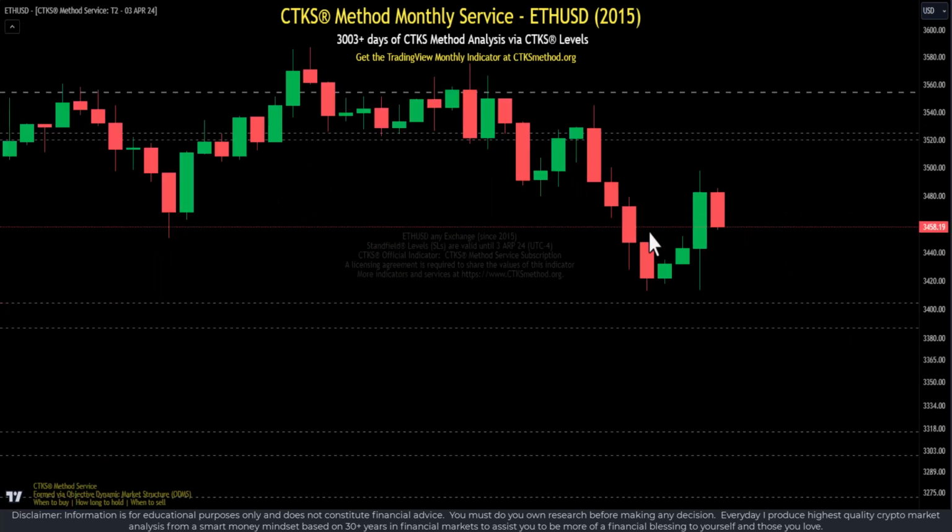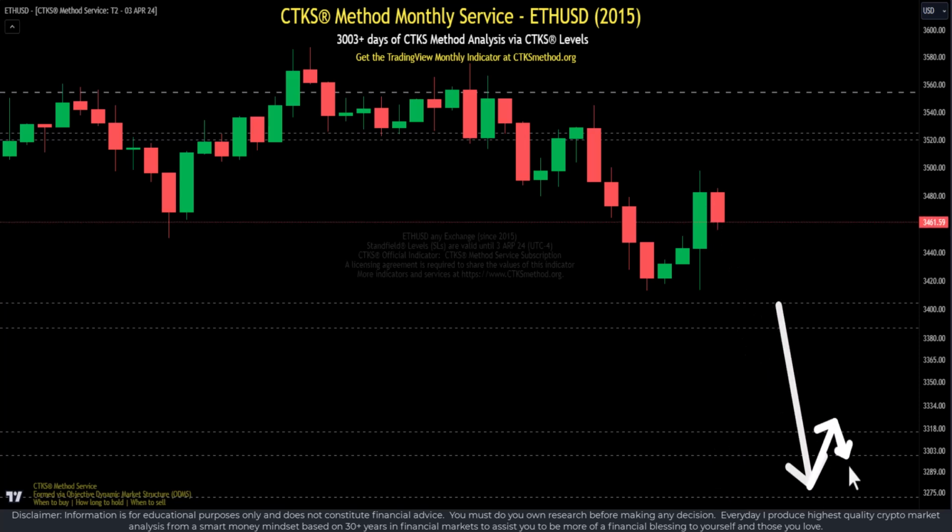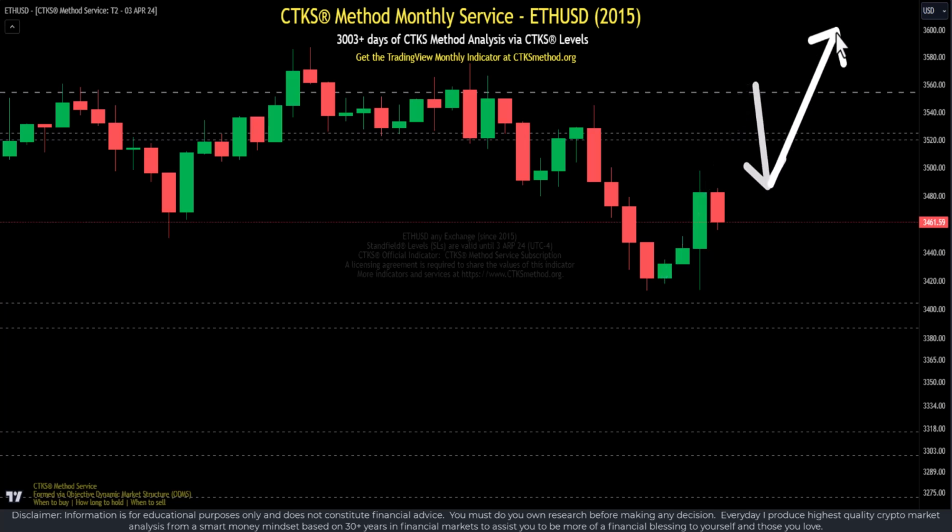The good news is that Ethereum has quite a lot of structural support underneath the current price, but the unfortunate thing is it's quite weak. That means if price comes down, it could shoot through these levels until it finds firmer structure, but it will slow it down. Always have that professional, sophisticated mindset that it can also go up, because if Bitcoin goes up, it's going to drag Ethereum with it.